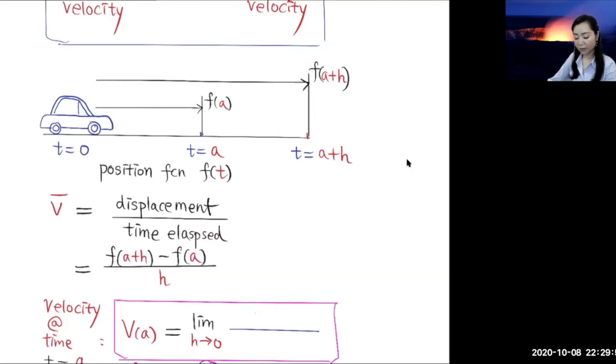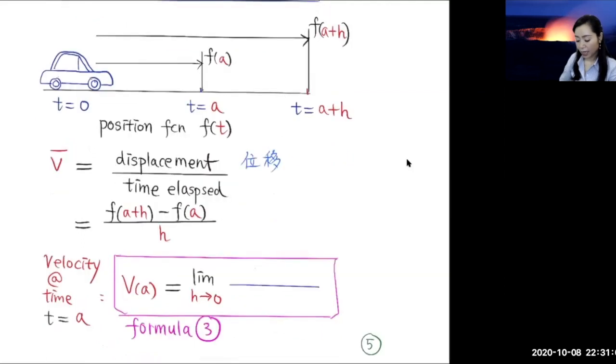Suppose we have an object moving along a straight line. The position function is given to be f of t. Then the average velocity of this object is given by the displacement divided by the time elapsed. Displacement is equal to the final position subtracting the initial position, so that will be f of a plus h, subtract f of a. And the time passed from time t equal to a to time t equal to a plus h is h. So the time elapsed is h, divided by h.